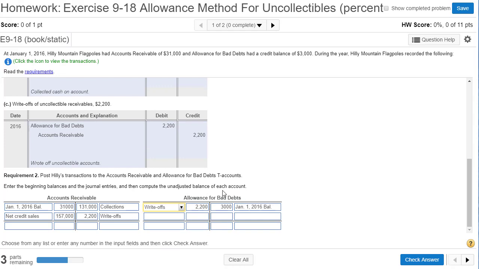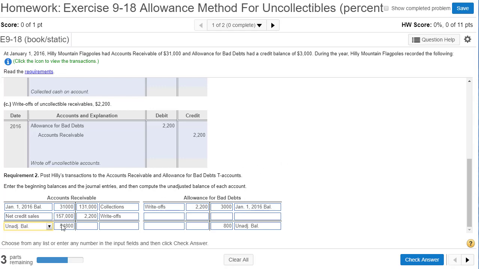Now we need to do the balance. So let's do the balance of this one first. We got $3,000 on the right side, $2,200 on the left, so we have an $800 unadjusted balance. This is unadjusted because we're going to be doing the adjustment right after this. And for AR, we're going to take $31,000 plus $157,000 because this is the plus side. We're going to subtract $131,000 and subtract $2,200, and that gives us a $54,800 unadjusted balance.